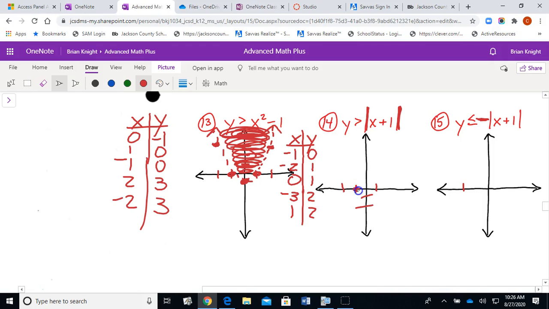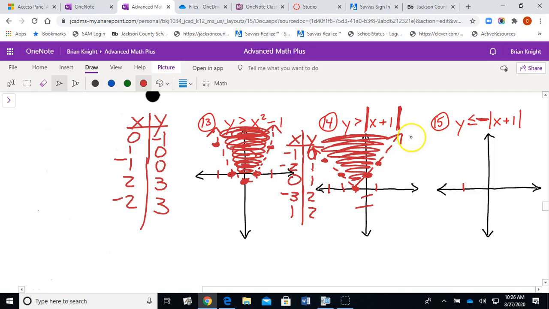So we got -1, 0, -2, 1 would be up there. 0, 1 is there. -3 is up 2. And 1 is up 2. And again, it's just greater than, so I'm going to draw a dotted dash line. It's greater than, so I shade up. I'm putting it inside the V, so I shade everything inside the V. Okay? Everybody good on 14?